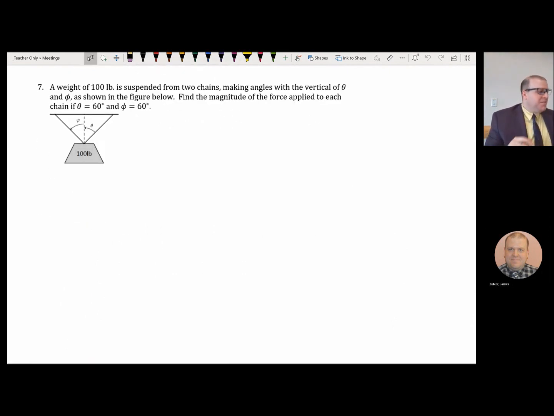Of course, this wouldn't be a calculus class without some physics. A weight of 100 pounds suspended from two chains, making angles with the vertical of theta and phi shown below. We want to find the magnitude of the force applied to each chain if both theta and phi are 60 degrees. In other words, we're finding the tension on each chain.